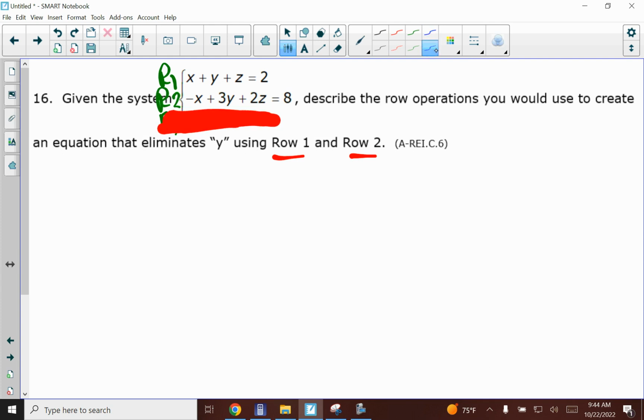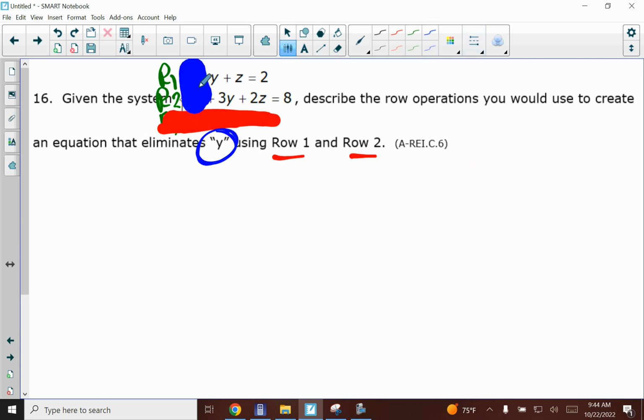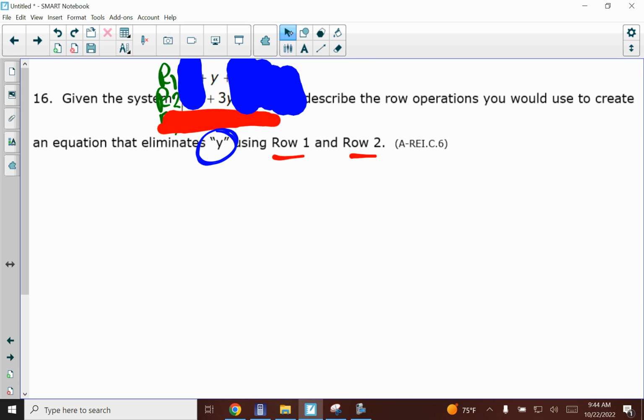The question is also just asking us about eliminating the y. So if I only care about y, I don't really care about any of the other letters. So I'm going to get rid of this because it's just a distraction. And I'm going to get rid of all of this because that's a distraction. So I have a positive y.